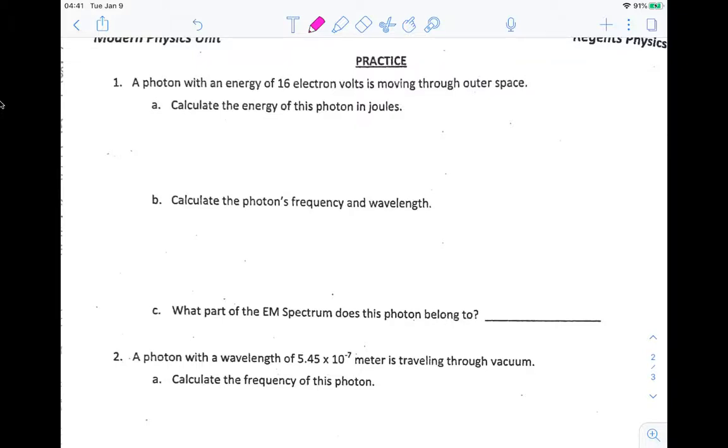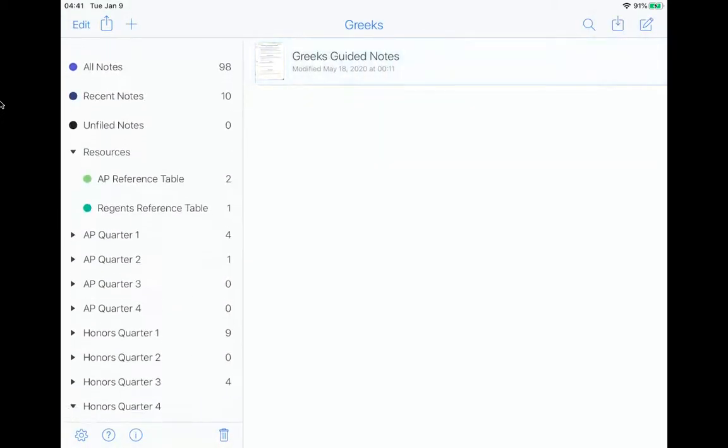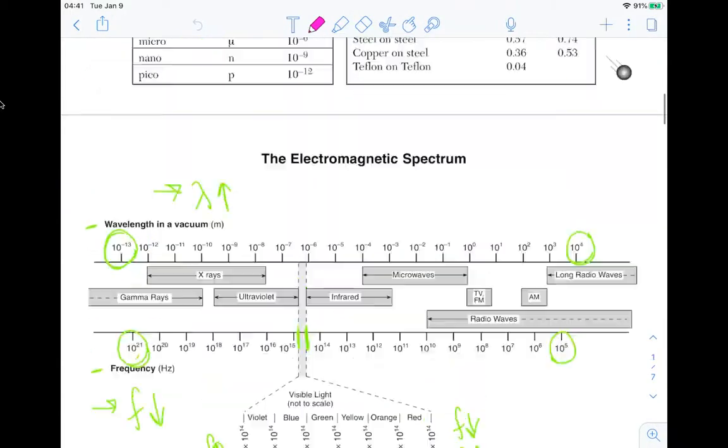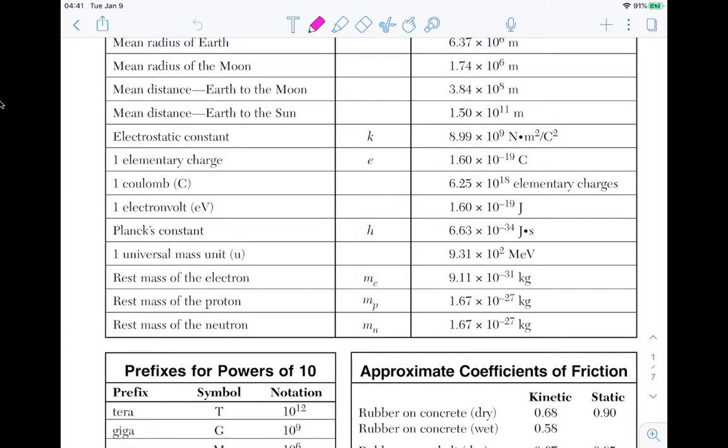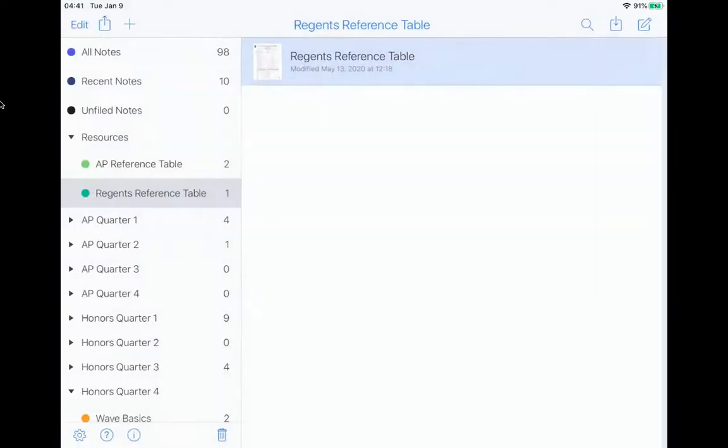Let's practice with Planck's constant. So looking at number 1, we have a photon with an energy of 16 electron volts moving through outer space. Calculate the energy of this photon in joules. So the first thing that we want to do is go to our reference table and look at the relationship between electron volts and joules. And we know that 1 electron volt is equal to 1.6 times 10 to the negative 19 joules.